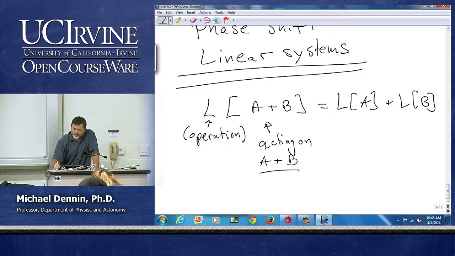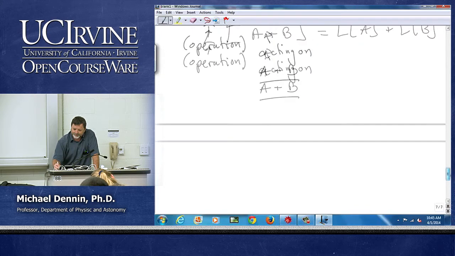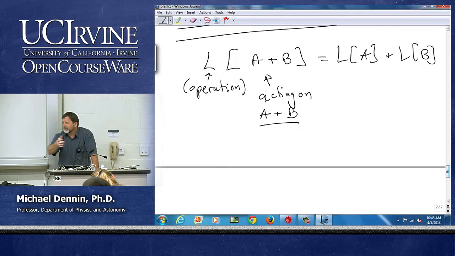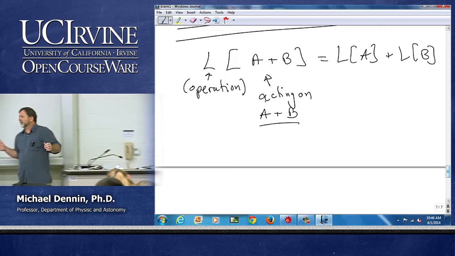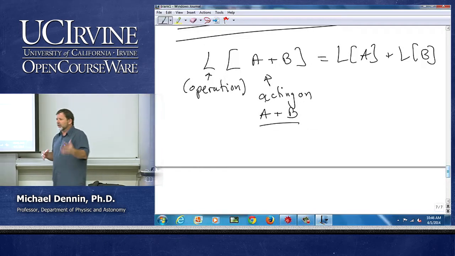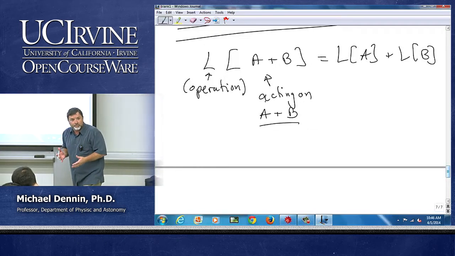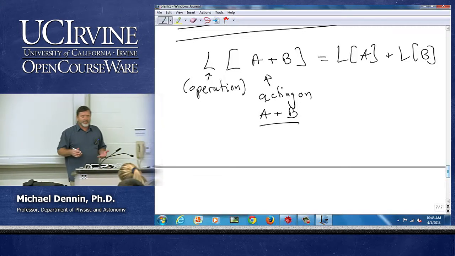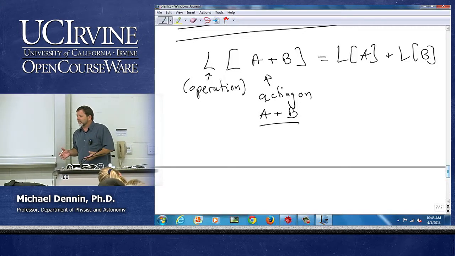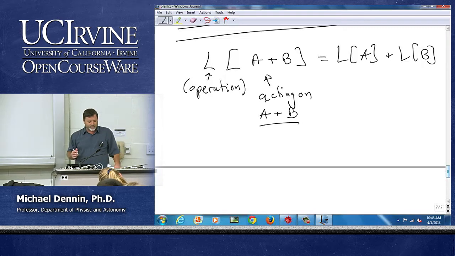Give me an example of a linear operation. Derivative. What else? Multiplication. Right? Derivatives, multiplication, integration. Most of the things we do in physics are linear operations. Taking the sine of something is not a linear operation. But most things we do are.